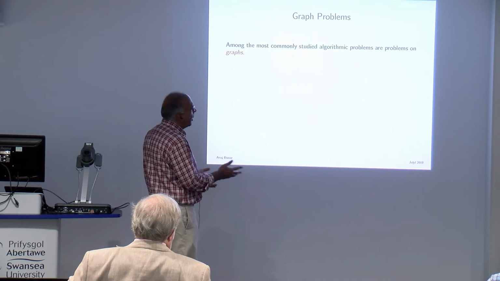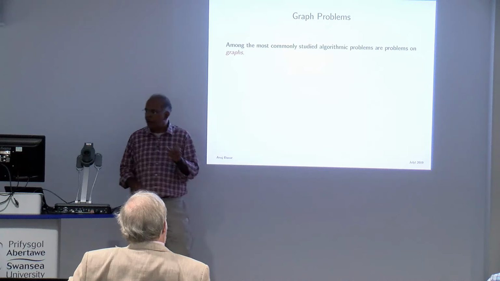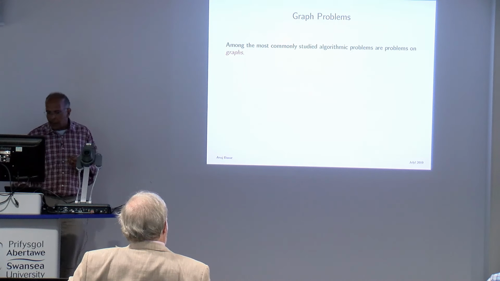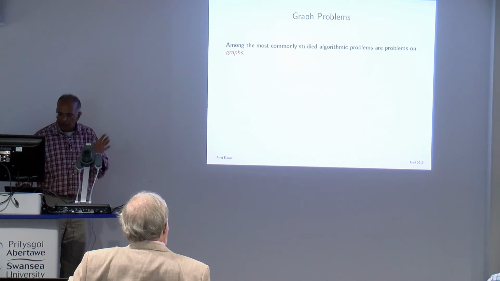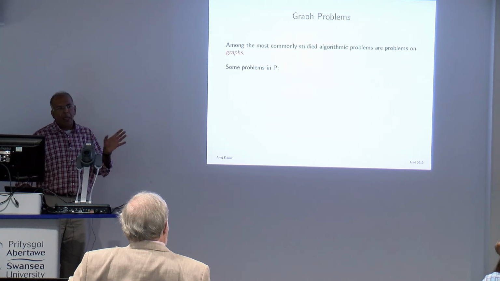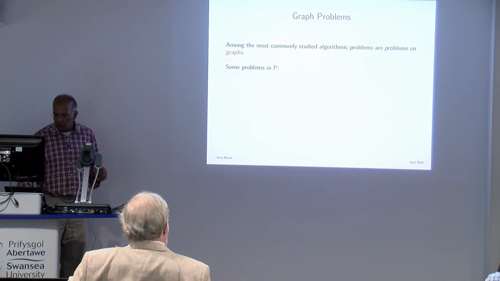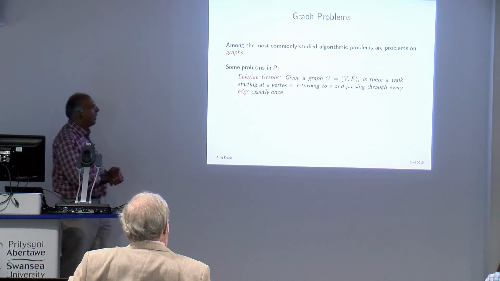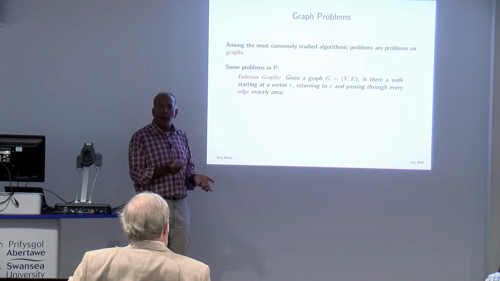A lot of people working in algorithms and complexity are often looking at algorithmic problems on graphs. And this is worth highlighting. I'll give you a few example problems because they creep up. Some natural problems on graphs which are in polynomial time, for example, deciding whether a graph is Eulerian.